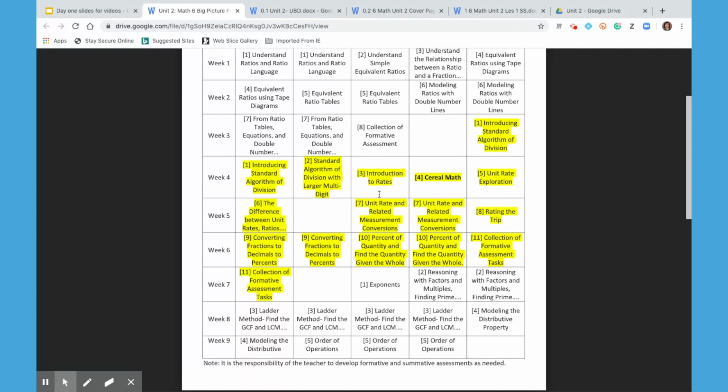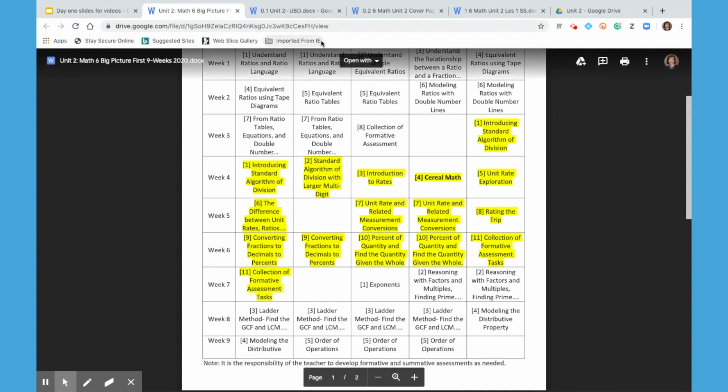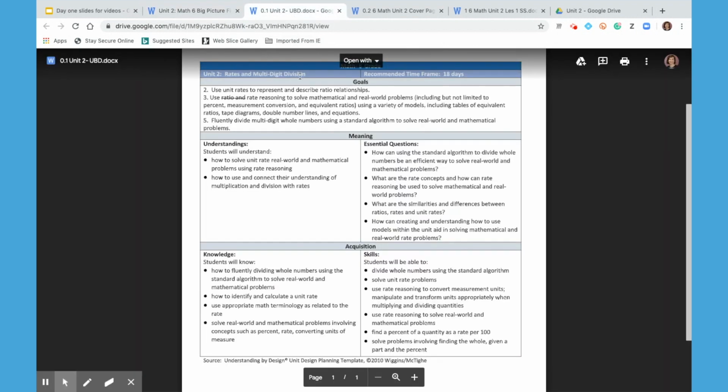Now, they'll be using what they've learned with the standard algorithm of division to accomplish that real-world introduction to rates. So it's problem solving using the division that they've learned. Then they'll have an introduction to unit rates through Serial Math. This is very important to let students really see how they're going to be using it in real life, comparing prices. Now the UBD for this unit.